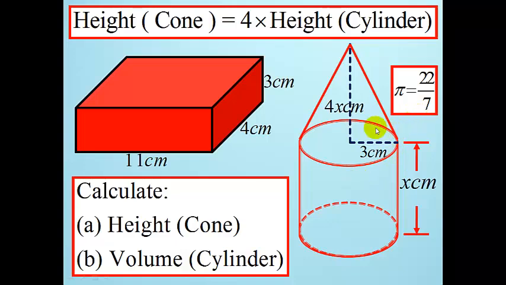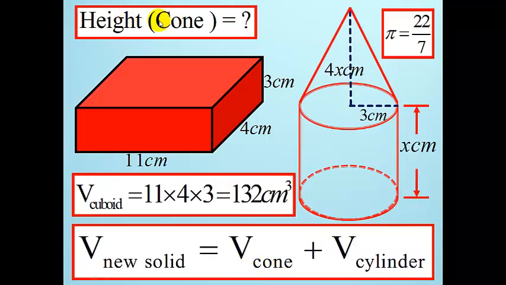Now, the height of the cone is 4x centimeters. The base radius is 3 centimeters. And the height of the cylinder is x centimeters. That means that if you know the height of the cylinder, you can multiply it by 4, and that will give you the height of the cone. Now we are asked to calculate the height of the cone, and that is 4x. Then the volume of the cylinder. Now let's proceed.